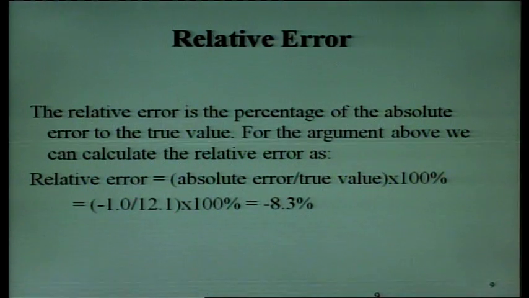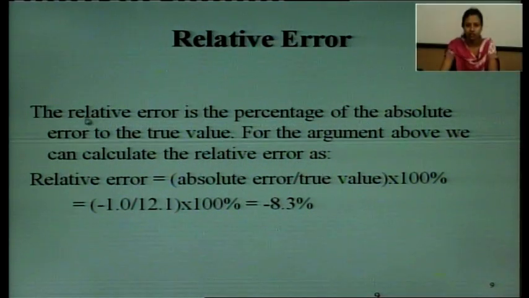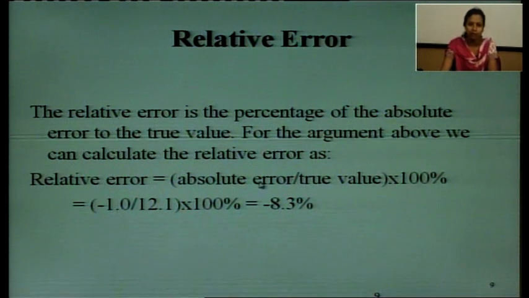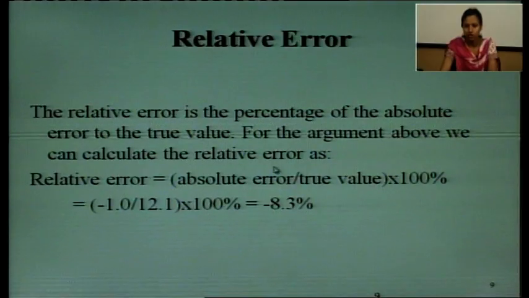While the relative error, here we can define more precisely as percentage error. Percentage error is the ratio of absolute error to the true value, multiplied by 100. So the absolute error is minus 1, the true value is 12.1, into 100. So this is the percentage relative error.